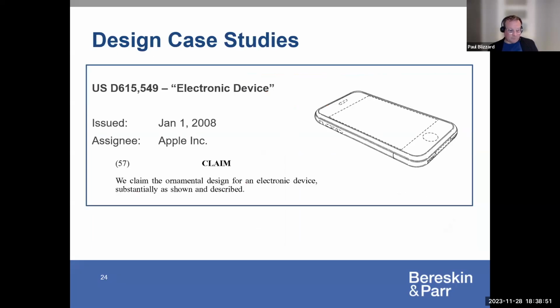So again, this is from an actual design case, and you can see the claims here. We claim the ornamental design for an electronic device substantially as shown and described. So the claims of a design are the drawings. Anything that is dashed is disclaimed, but the solid lines, for example the iPhone here, are the things that are part of the claim for an industrial design.